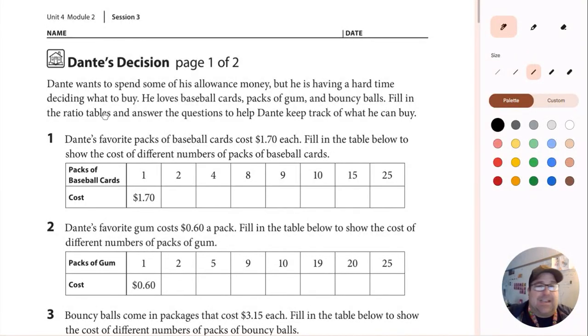All right, guys and gals, let's take a look at homework. So we're going to start with some ratio tables.